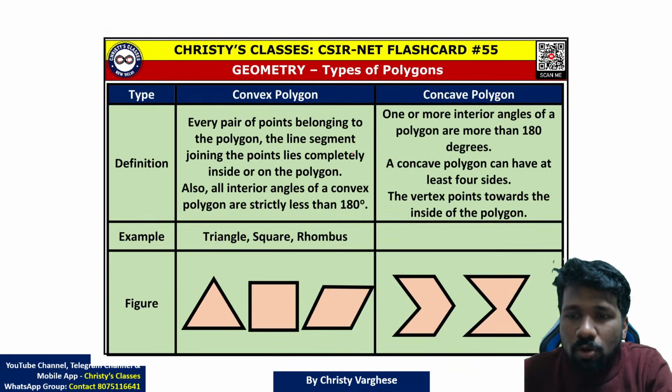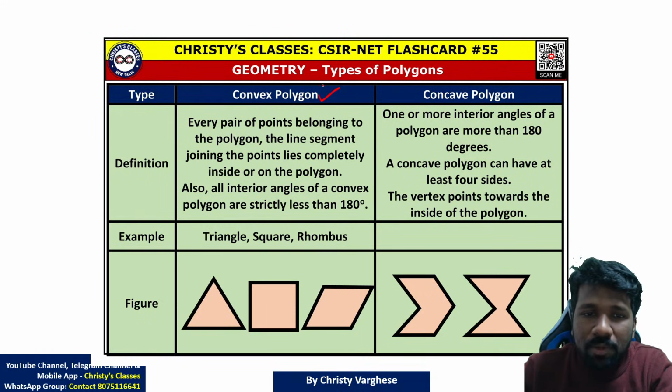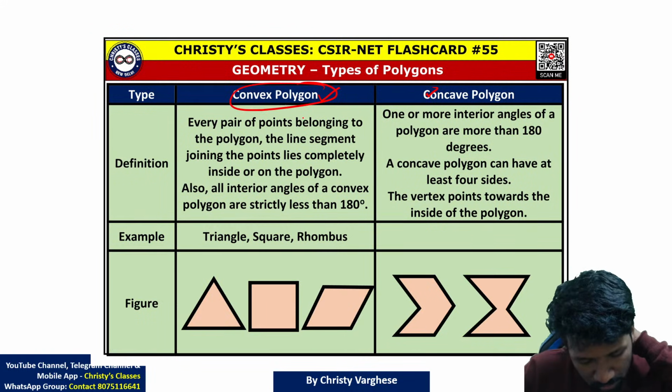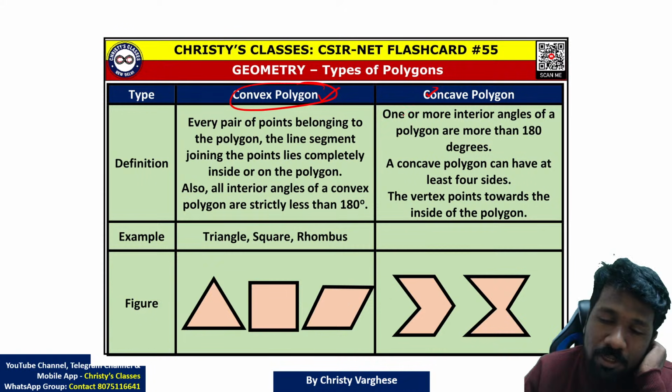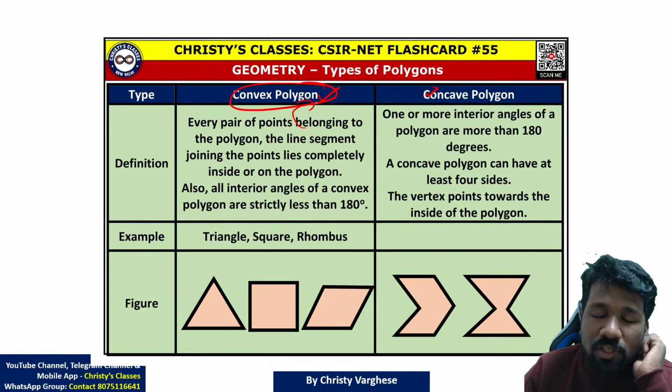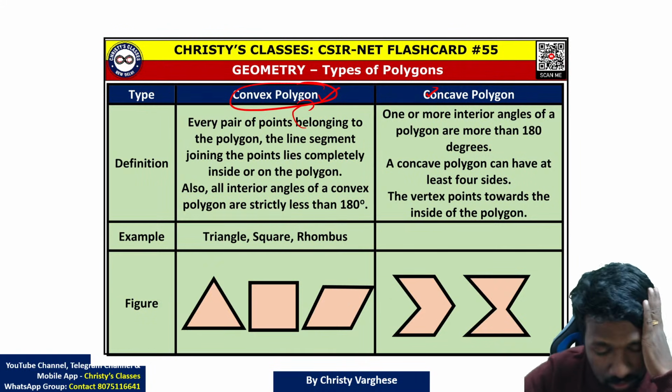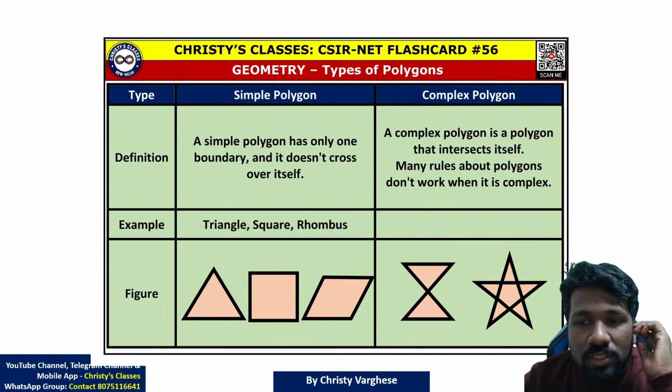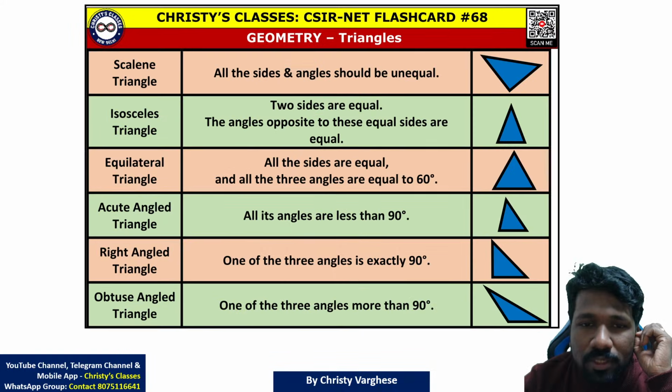Regular, irregular and convex, concave. ये भी GATE exam में एक बार directly पूछा था. Which among the following is a convex polygon? And the word convex polygon was mentioned in previous CSIR-NET exams also. Then simple complex is another distinction, but that is not very important with respect to your exams.